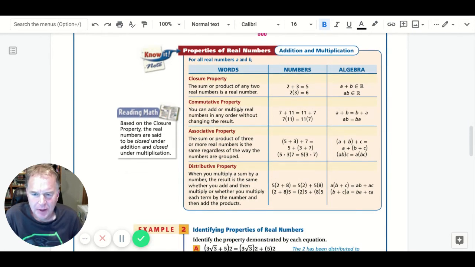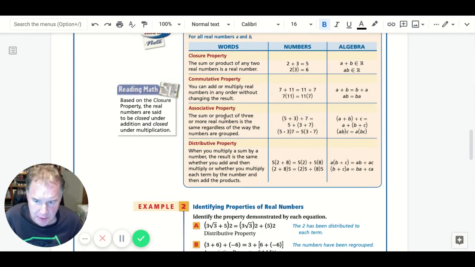Commutative property, you've talked about this in algebra. It's the idea that for some operations, the order doesn't matter. 7 plus 11, 11 plus 7, same thing. I can flip around addition. I can flip around multiplication. 7 times 11 is 77, and 11 times 7 is 77. Not all operations are commutative. For example, division and subtraction, neither one is commutative.